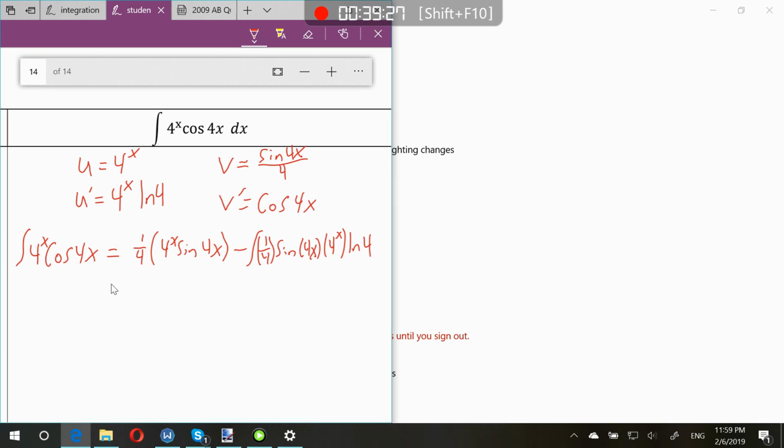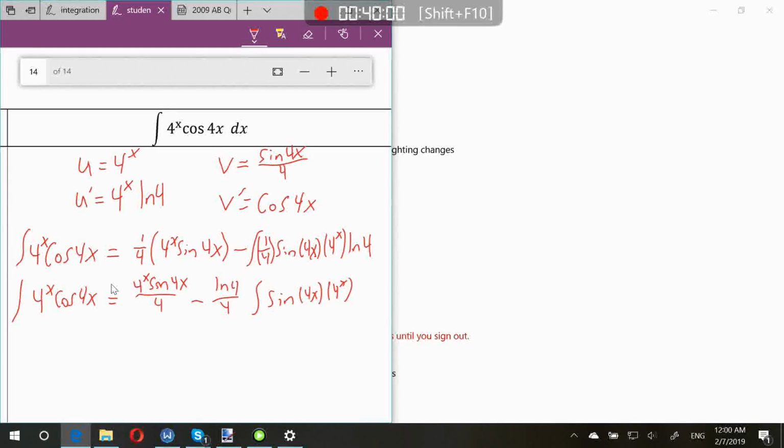I'm going to pull out all of my constants. That's my ln 4 divided by 4. Integral of 4 raised to the x cosine of 4x equals 4 to the x sine 4x over 4 minus ln 4 over 4 times the integral of the sine of 4x times 4 raised to the x power.